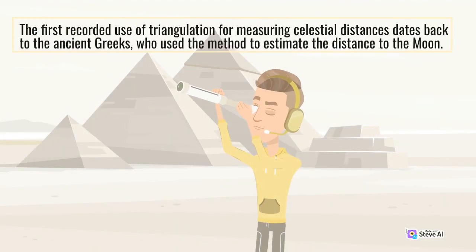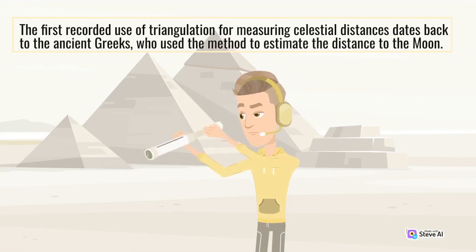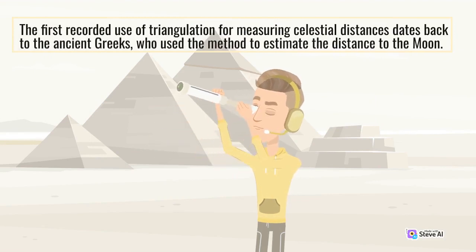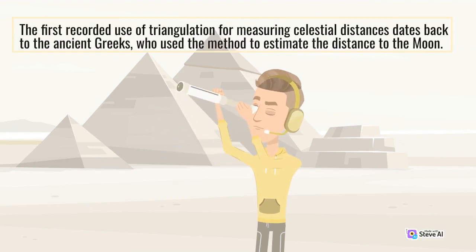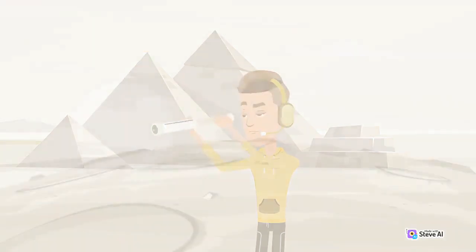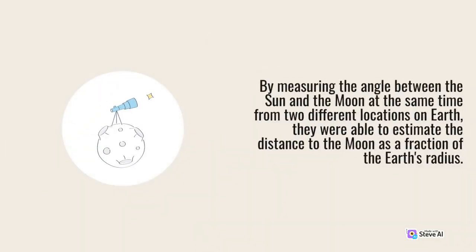The first recorded use of triangulation for measuring celestial distances dates back to the ancient Greeks, who used the method to estimate the distance to the Moon. By measuring the angle between the Sun and the Moon at the same time from 2 different locations on Earth, they were able to estimate the distance to the Moon as a fraction of the Earth's radius.